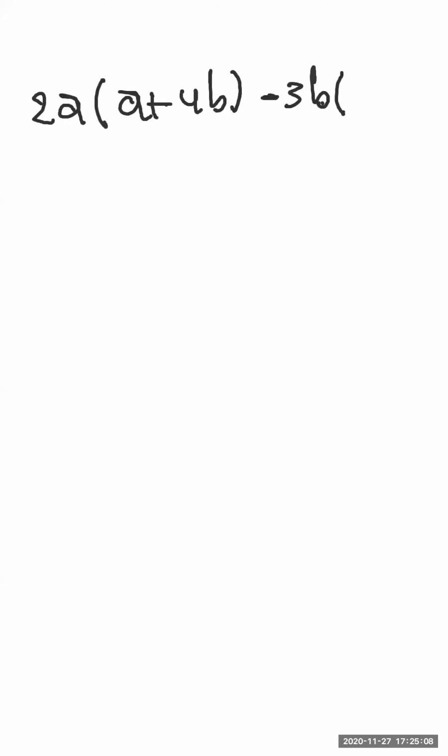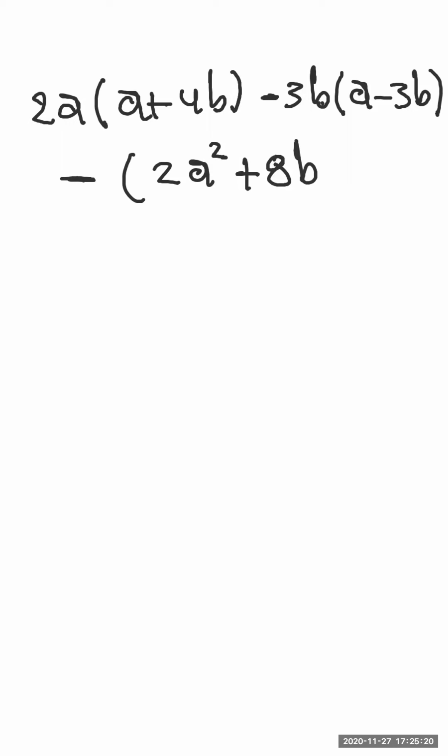Okay, thank you. Okay, so let's solve this question, guys. Okay, if it's like this, 2a times a plus 4b minus 3b times a minus 3b, then minus 2a squared plus 8b squared.